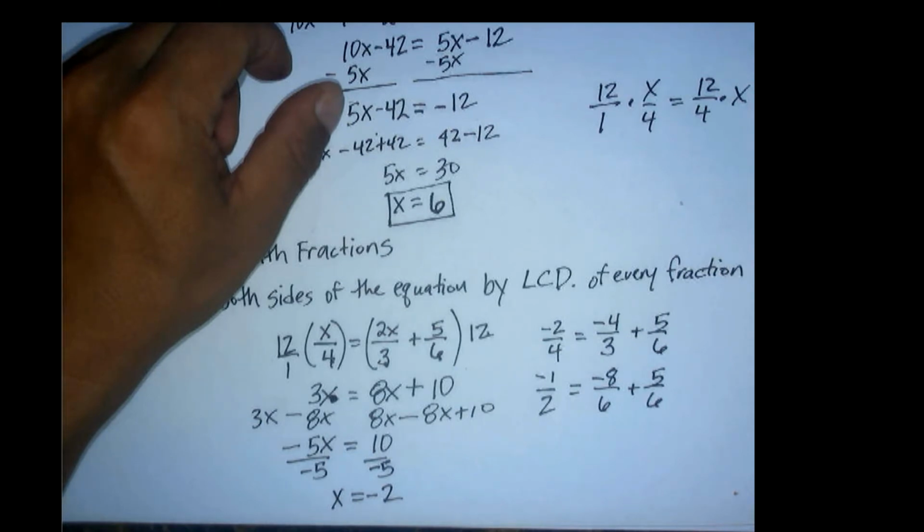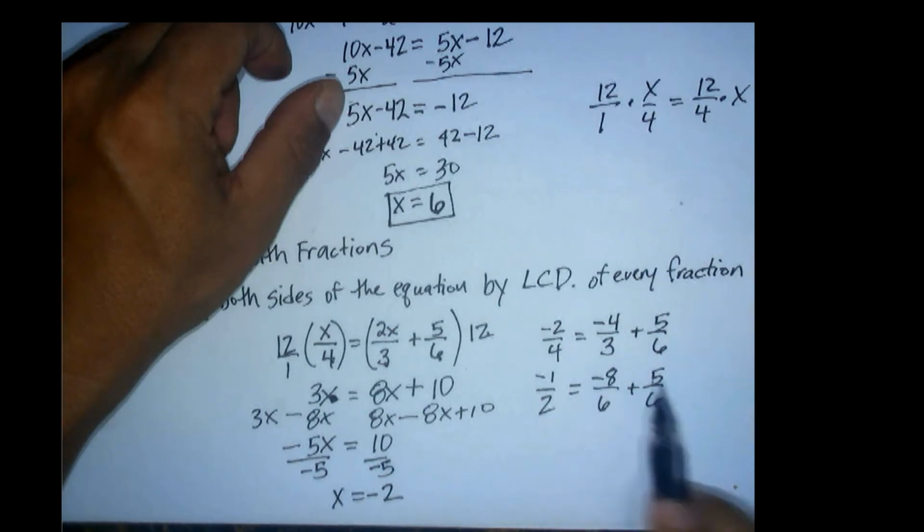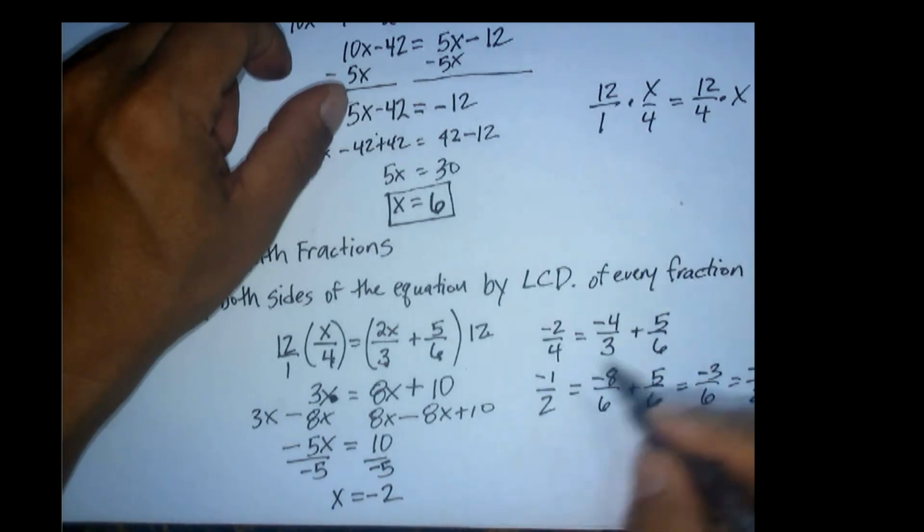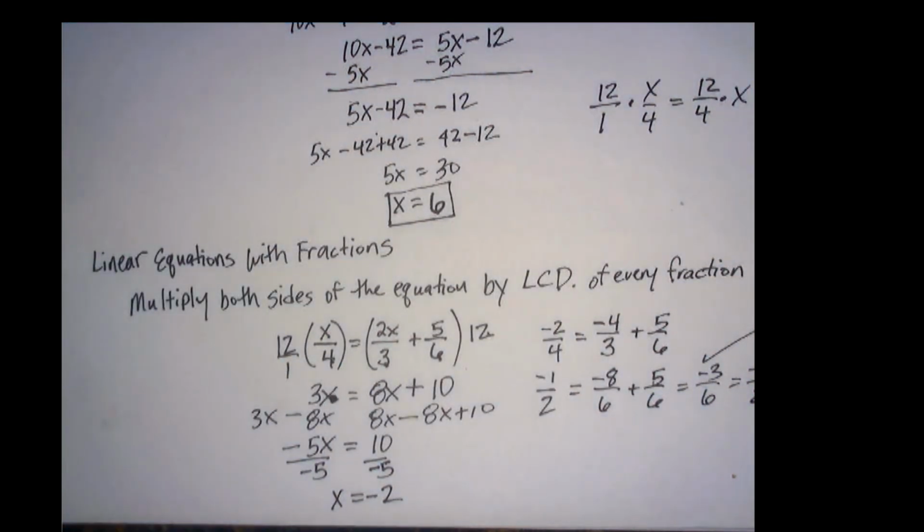See where I got this 6 from? Because if I double 3, I get 6. So I double the top and get 8. And then negative 8 minus 5 is negative 3 over 6, which is negative 1/2. So it checks.